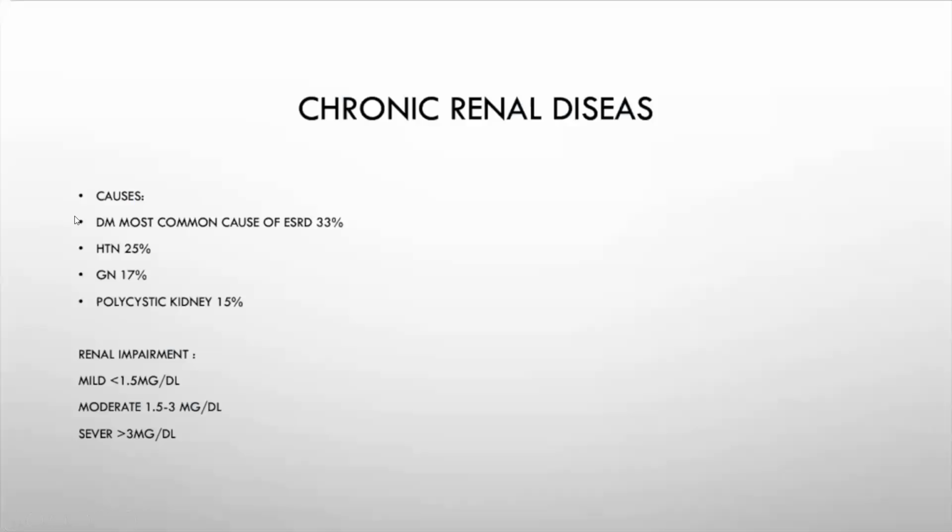And so polycystic kidney disease also accounts for 15%. There are so many causes of chronic renal disease, but these are some of the common causes. So what were the causes? Diabetes mellitus, which accounts for 33%, hypertension, which accounts for 25%, glomerulonephritis, 17%, and polycystic kidney disease, which accounts for 15%.